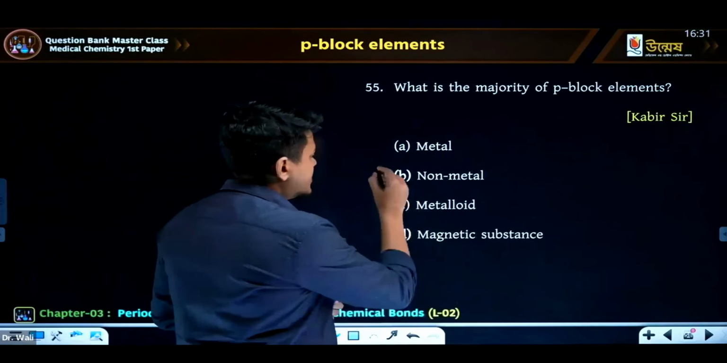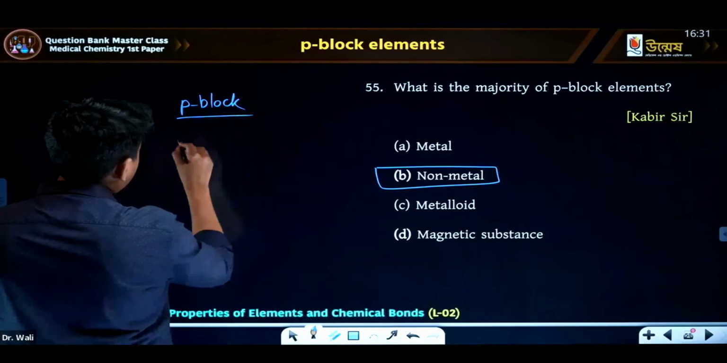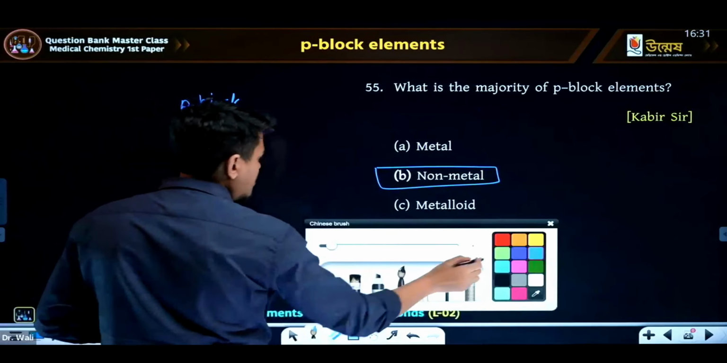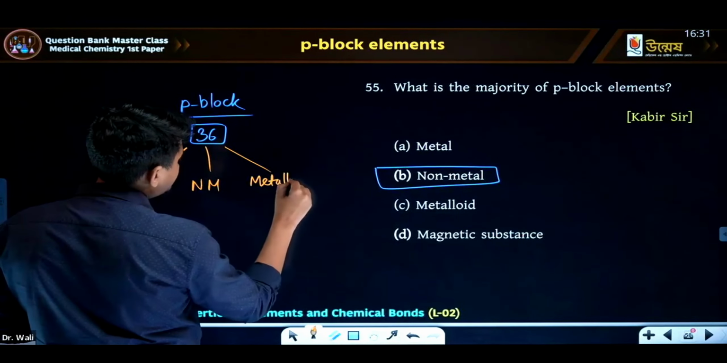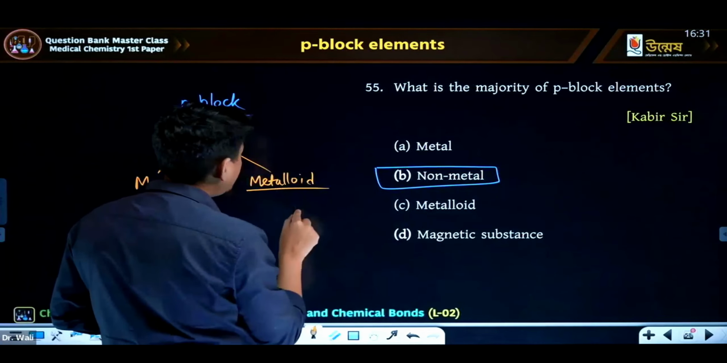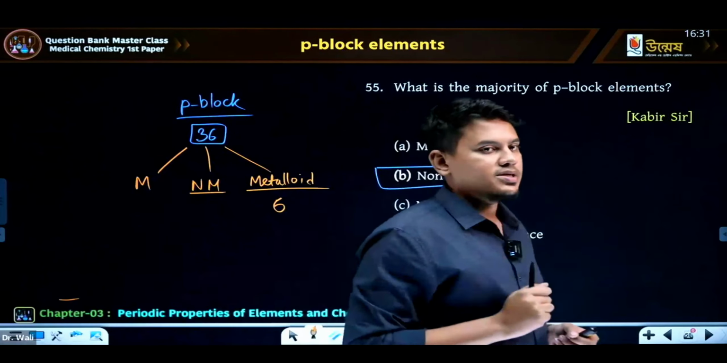Okay, what is the majority of p-block elements? The majority of p-block elements are non-metals. We know in the p-block 36 elements are there. So what will be the number of metals, non-metals, and metalloids? We already know the p-block contains 6 metalloids. We know that our whole periodic table contains 18 non-metals.